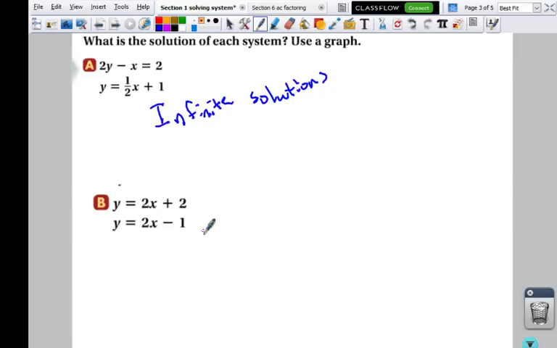So on the first one we did, when I plugged in an x, I got the same y, right?